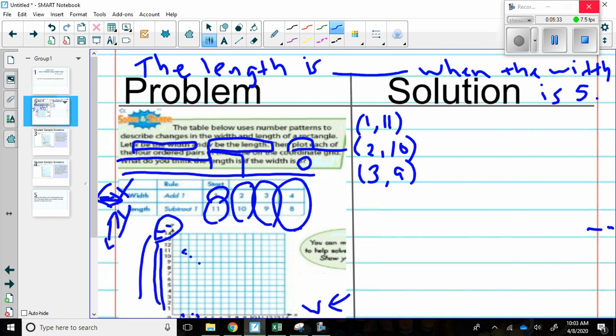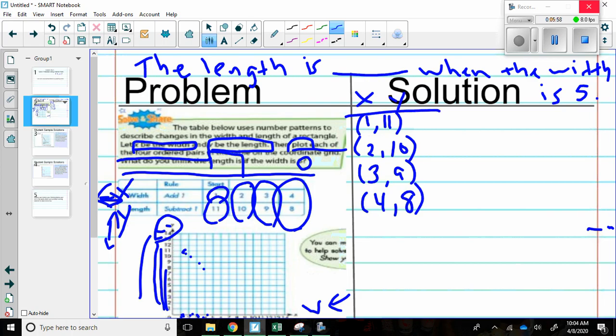And my fourth ordered pair is 4, 8. Again, I count 1, 2, 3, 4 on the x-axis, and then up 8. So up to 8. And then plot my point. So again, this is x, these are y.